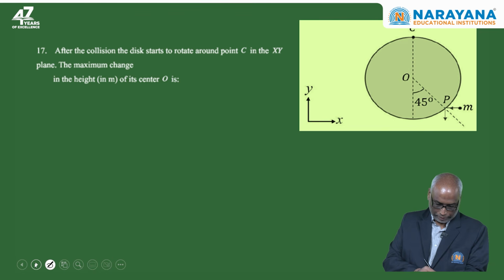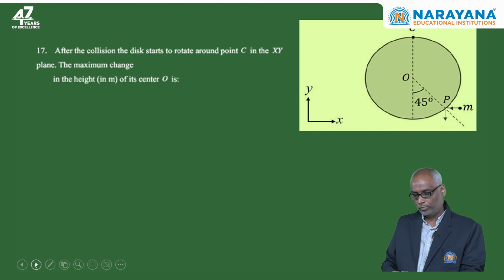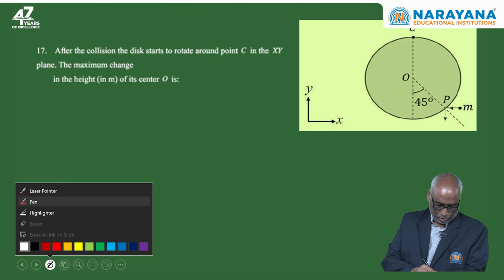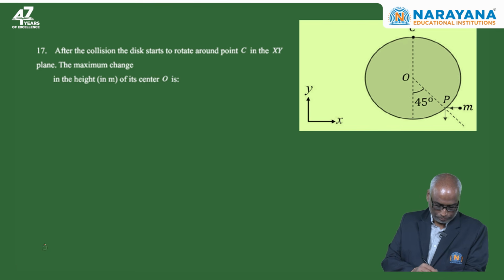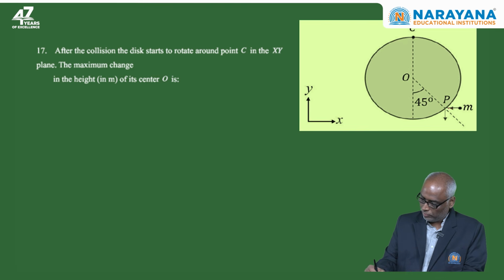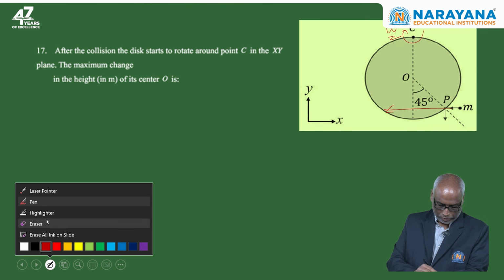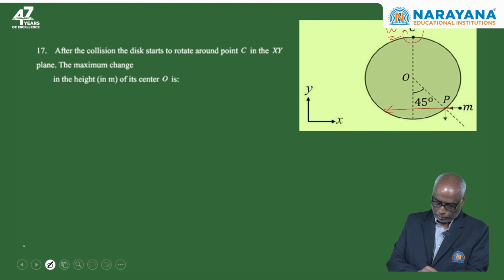So let us see how to calculate this. First we will calculate the maximum height rise. About the point C, we can apply the law of conservation of angular momentum. This is the direction in which initially the particle is rotating. Just after collision, let us imagine that the angular velocity of the disc about point C is omega. So we can apply the law of conservation of angular momentum about the point C.